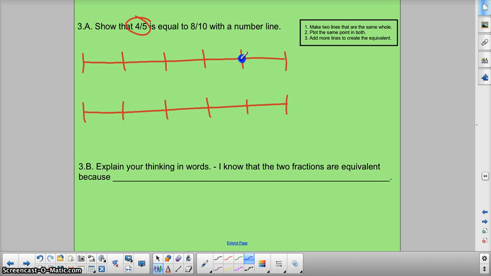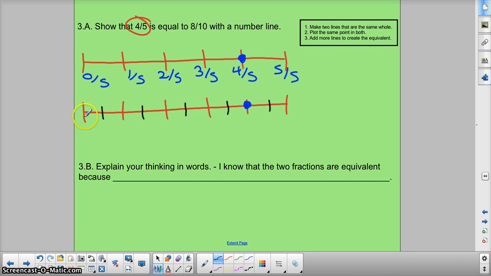So here's your point on 4/5. Here's your point on 4/5. And I'll label this one, just the top one, because I'm going to change the bottom one in a second. 4/5, right? Now I need the bottom one to equal 8/10. Okay, so I know one thing I can do is 4 times 2 is 8. So each section needs to be split into 2 because I multiplied by 2. 4 times 2 is 8, so split it into 2.